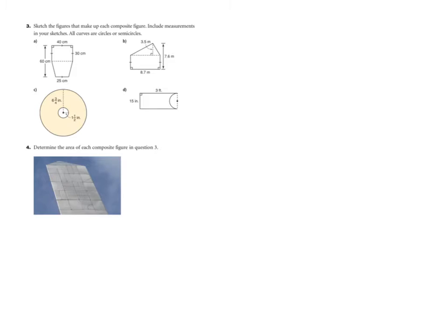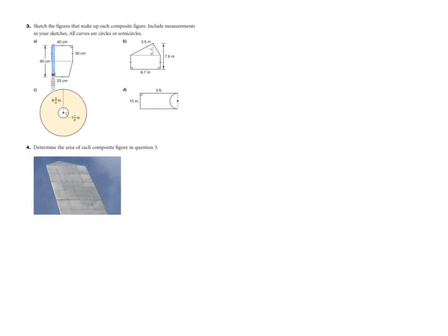Alright, sketch the figures that make up each composite figure. Include measurements in your sketches. All curves are circles or semicircles. Alright, there are several ways of doing each one of these. For example, here we have a trapezoid down here. You could also call it a rectangle with a little triangle here and a little triangle here. So there are different ways of seeing things, but I'm just going to go with it.